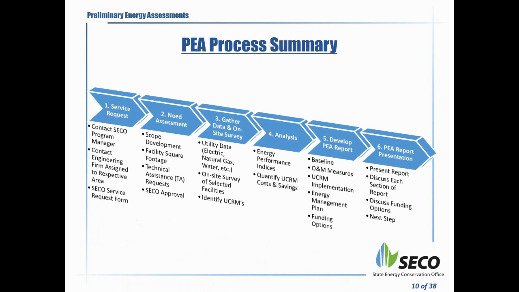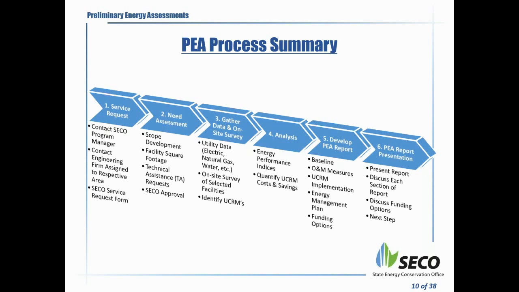So on your screens now, you should have what I call a 6-step approach. The first step is a service request: you have to request a service. You can contact the SECO program manager, or you can contact the engineering firm assigned to your area. There is a SECO service request form, which is a 1-page form that has been recently updated, and I'll show you in a minute what that looks like.